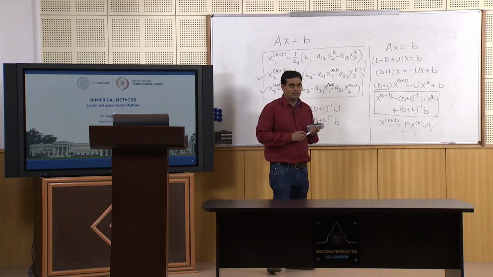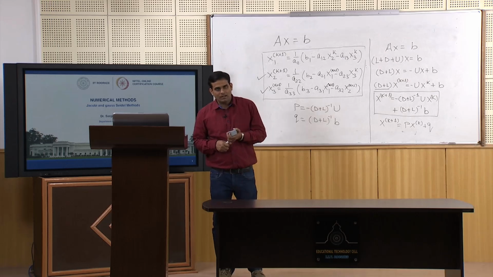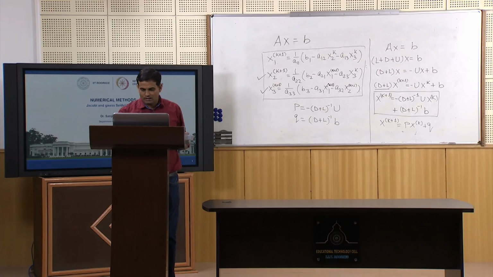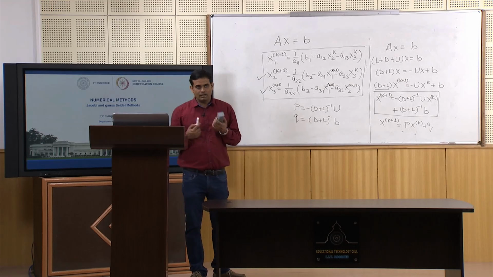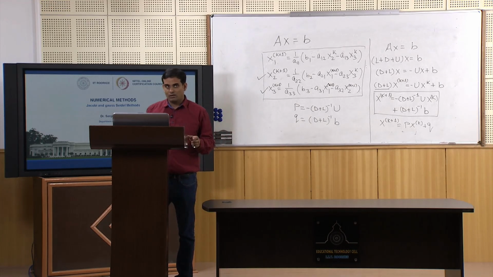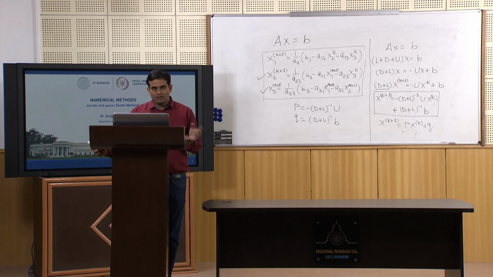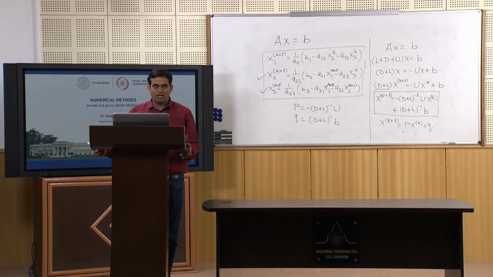Hence, we hope that this scheme will be faster because we are using more updated values of the variables in the scheme. Let us take an example of this method. The same example which we took in the earlier case, the Jacobi method, needed 46 iterations for convergence of the solution. Let us see how many iterations we need using the Gauss Seidel method.